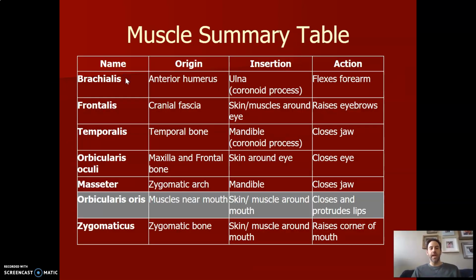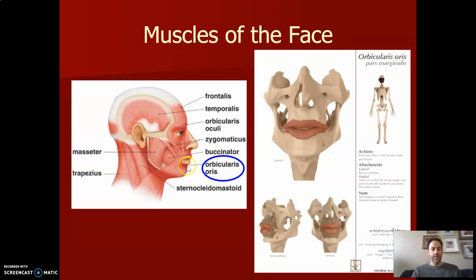Orbicularis oris. Hey, orbicularis. What shape is that muscle going to be? Orbicularis, orbit, circular? Did you say circular? It's circular. This is around the mouth. Think oral. So oris, orbicularis oris.